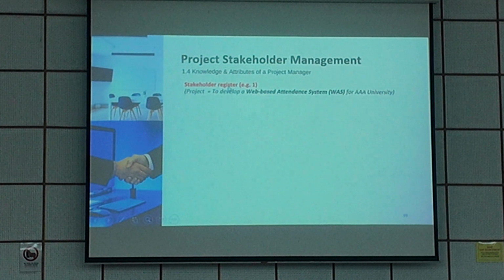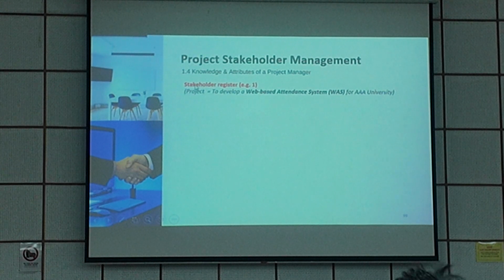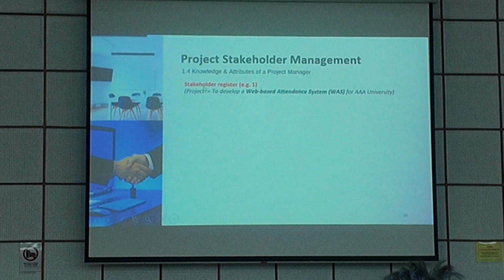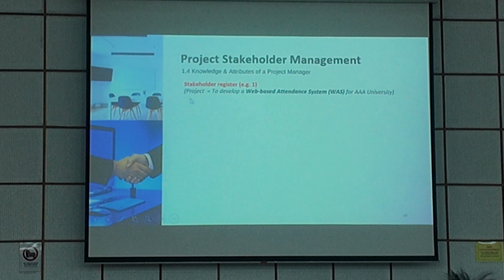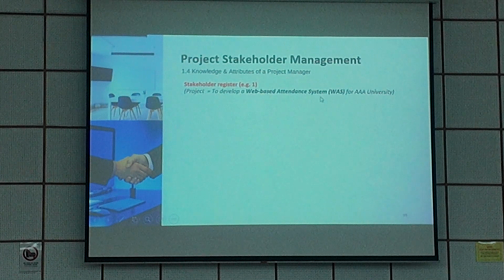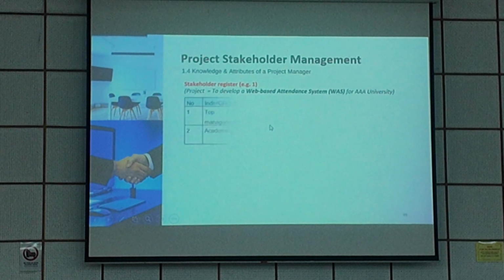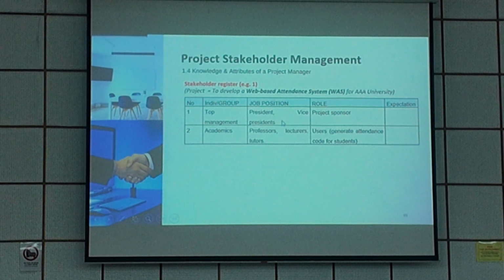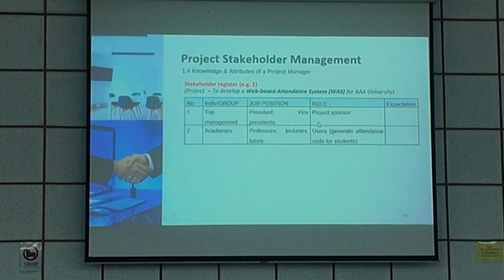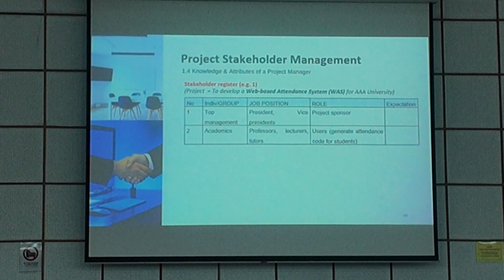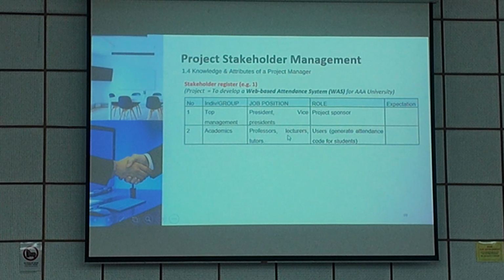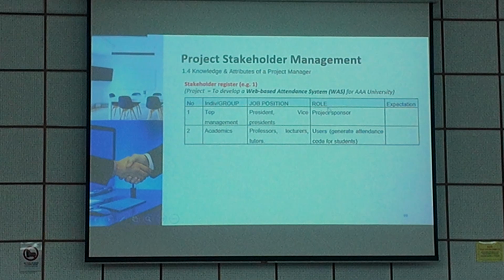Stakeholder register example 1. This stakeholder register is based on a project to develop a web-based attendance system for this university. Top management, president, vice presidents: their role is project sponsor. They pay for the project and want to see it successful. Academics, professors, lecturers, tutors are the academic group. These are groups, and their role is user.